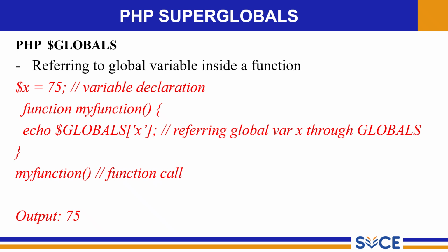$GLOBALS is a superglobal array in PHP. It stores all global variables with the variable names as keys. So, $GLOBALS['x'] gives the value of the global variable $x. Then we are calling the function using the function name with the empty parentheses. Inside the function, it prints the value of the global variable x, which is 75. In PHP, you get nothing or an error when referring to a global variable without the $GLOBALS syntax.